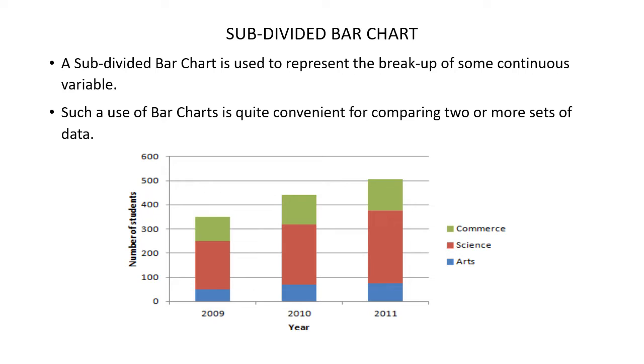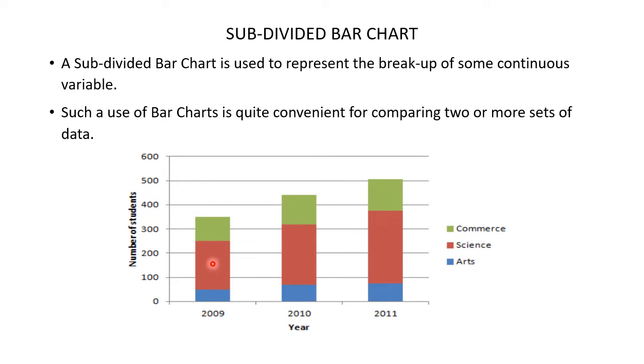Let's take the example of the year 2009. This blue color represents the number of students studying arts. So clearly from this bar chart, you can see that the number of students who were studying arts in 2009 corresponds with the number 50 here. So there were 50 students studying arts in 2009.